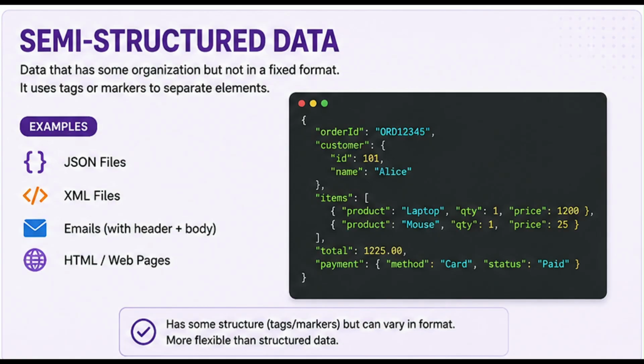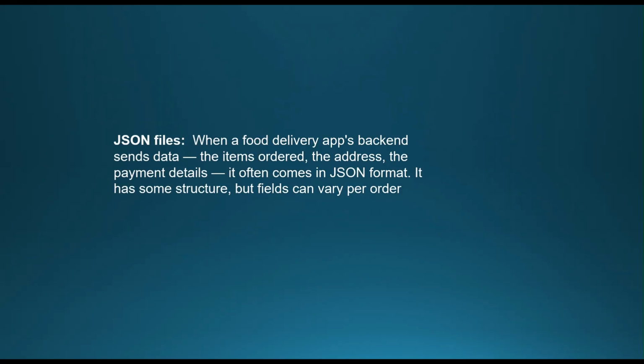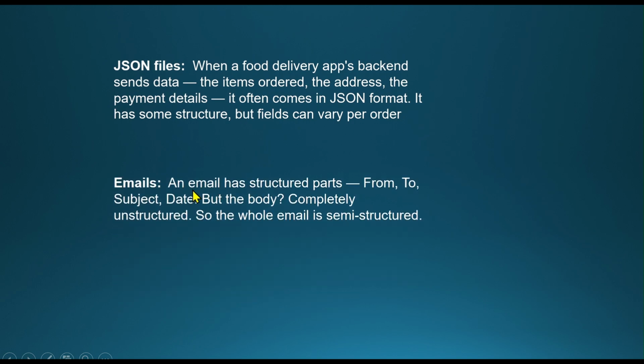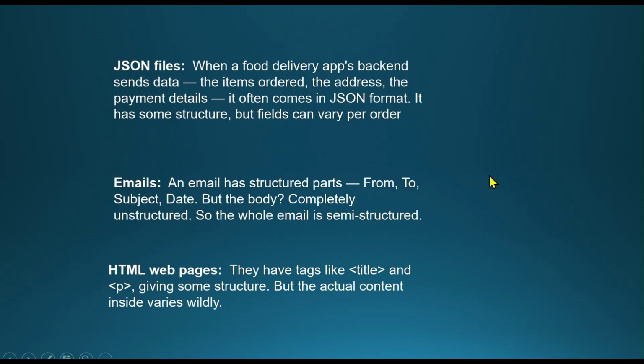Now if you take a few examples, we have JSON files, we have JSON tags, we have emails. So we have some structure like from, to, subject, but when it comes to the body, it's completely unstructured. We have HTML web pages as well, where we have different tags like title and HTML, but again, the content inside that varies. So this is semi-structured data.